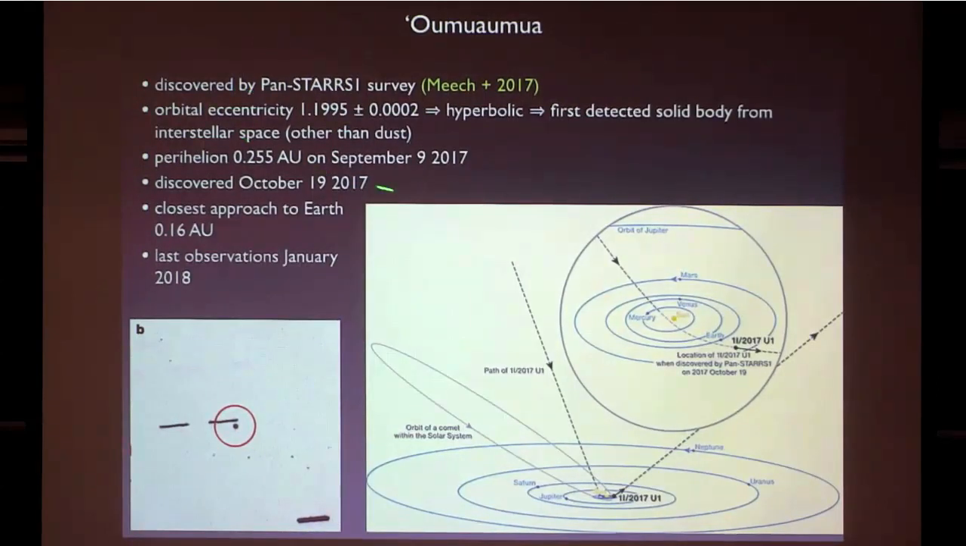It passed through perihelion in September 2017, and it was discovered post-perihelion. About a month later, its closest approach to Earth was 0.16, and there's only a limited observational arc because the last time it could be seen was January, so they only have a couple of months of observations.